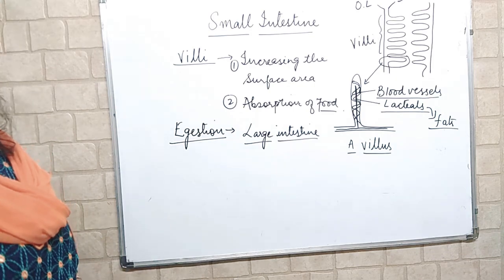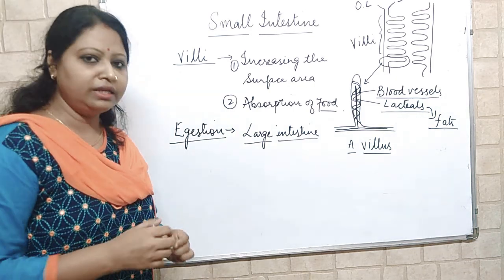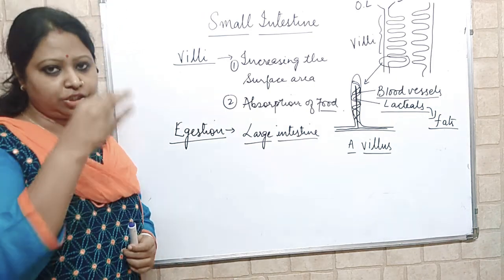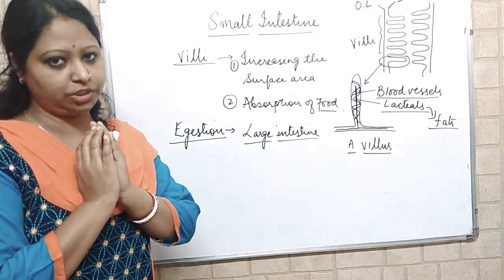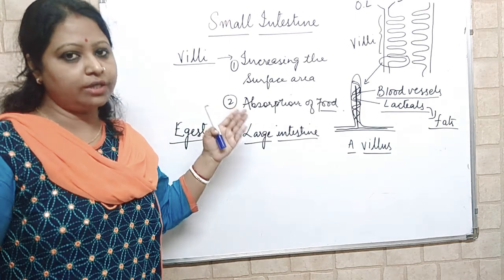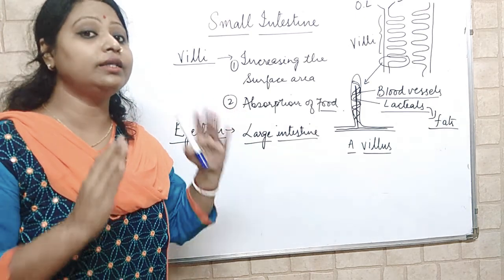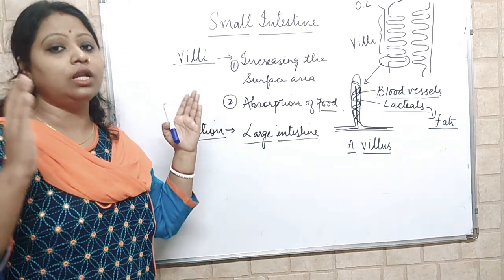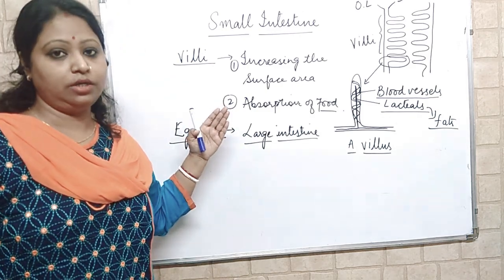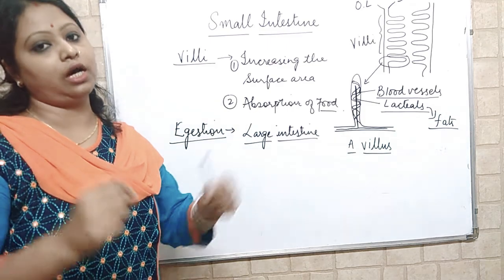Small and large intestine are given these names because of their diameter. Small intestine has a small diameter and large intestine has a larger diameter. Otherwise, lengthwise, small intestine is longer than large intestine. In fact, small intestine is the longest part of the alimentary canal.